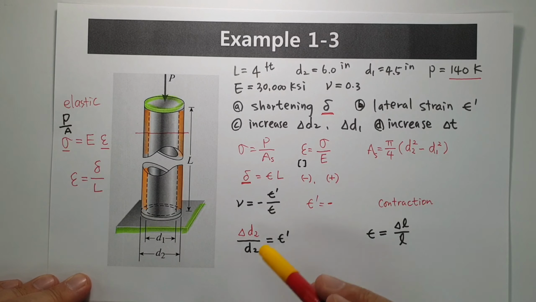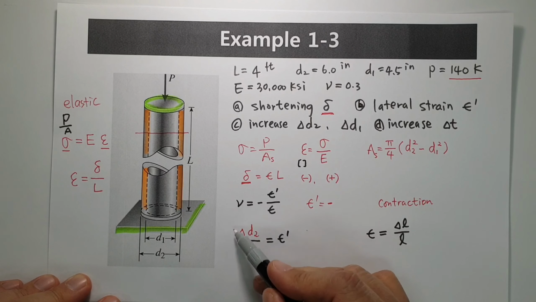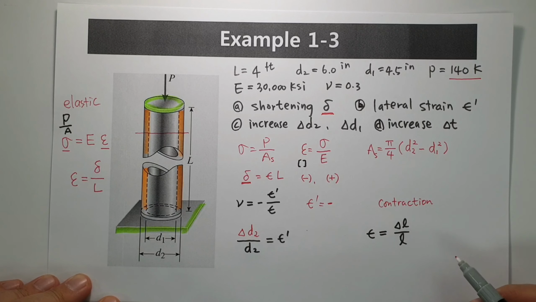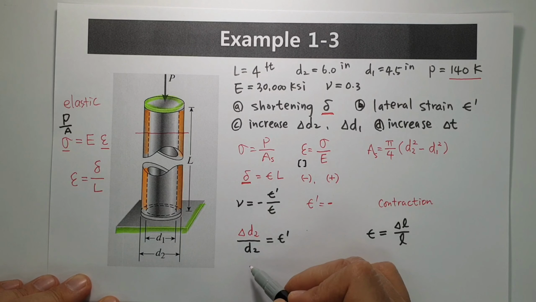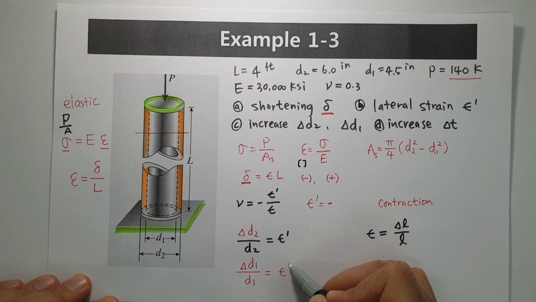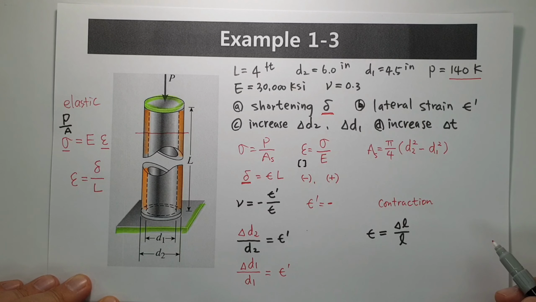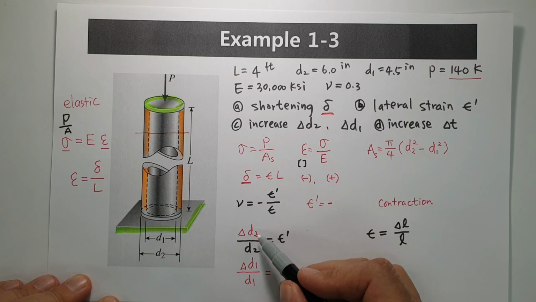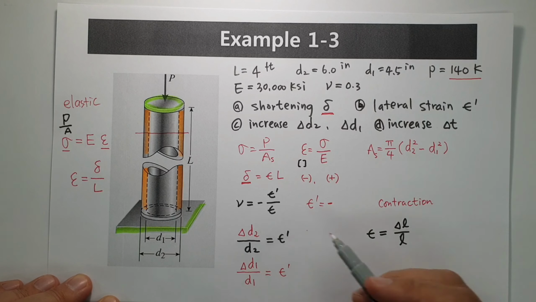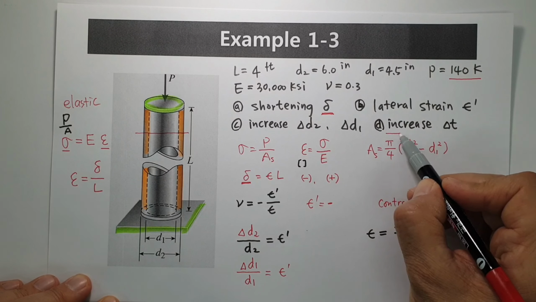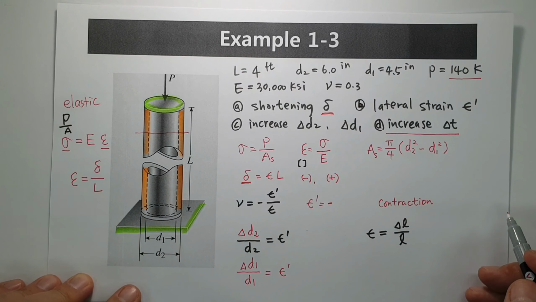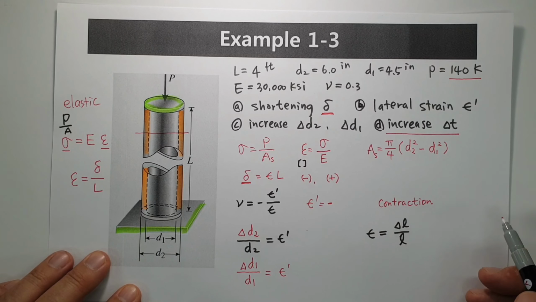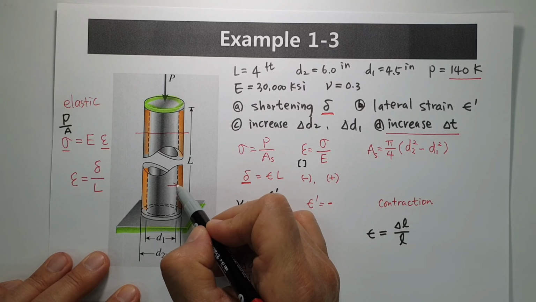Then we can have D2, delta D2. Same process when you apply delta D1 over D1 equals also epsilon prime. Then you can find D2 and D1. And finally, we would like to know increase delta T. Delta T is actually here.